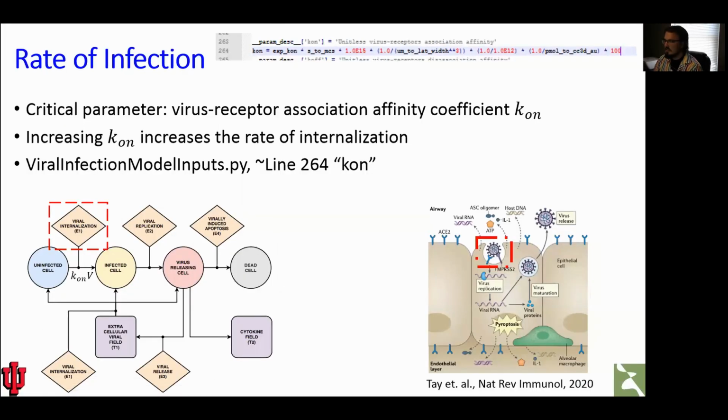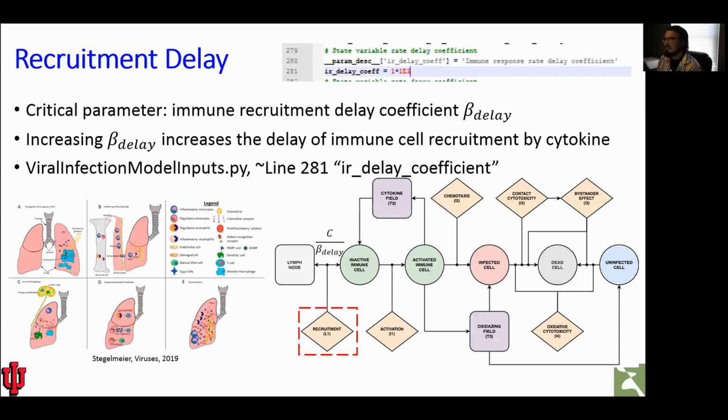Now, let's do something with the immune system. Another critical parameter, one that is very important to modeling immune cell recruitment, is the parameter that affects delay, the timing between when cytokine signaling really starts by infected cells, virus-releasing cells, and when there's a corresponding response by the immune system that then introduces immune cells to fight infection.